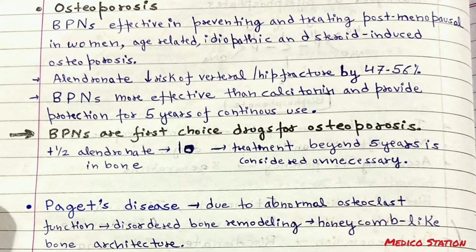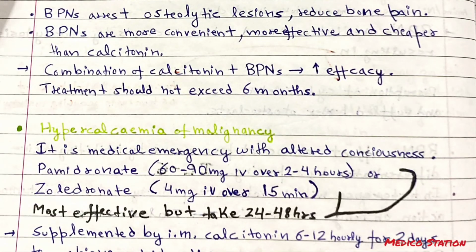Second use of bisphosphonates is Paget's disease. Due to abnormal osteoclast activity, there is disordered bone remodeling, leading to a honeycomb-like bone architecture. Bisphosphonates arrest osteolytic lesions and reduce bone pain.